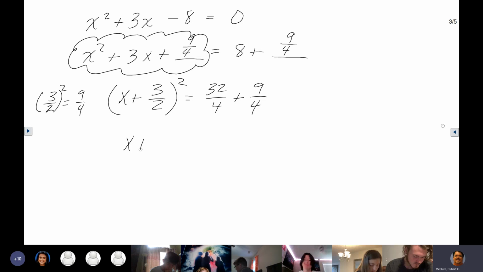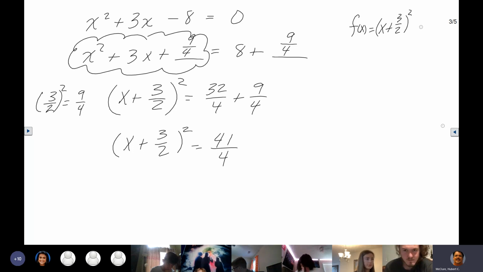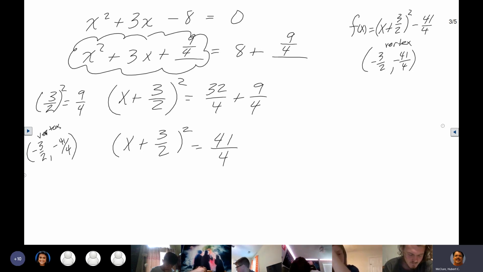So x plus 3/2 quantity squared is equal to 41/4. I'm going to do the vertex form over here on the right because I really don't care about it. f of x is equal to x plus 3/2 quantity squared minus 41/4. And the vertex is negative 3/2 comma negative 41/4, and there's your vertex. I just took the opposite of both, and since I'm not worried about vertex form, they're the same thing. Okay?